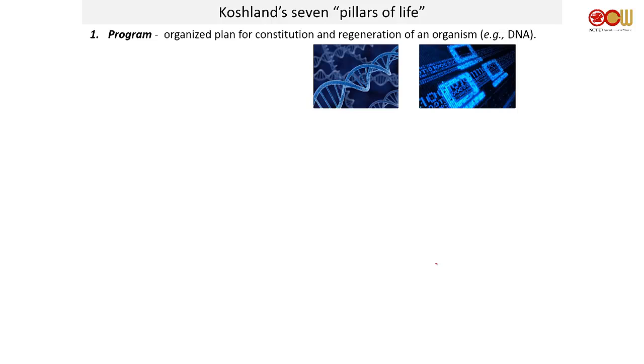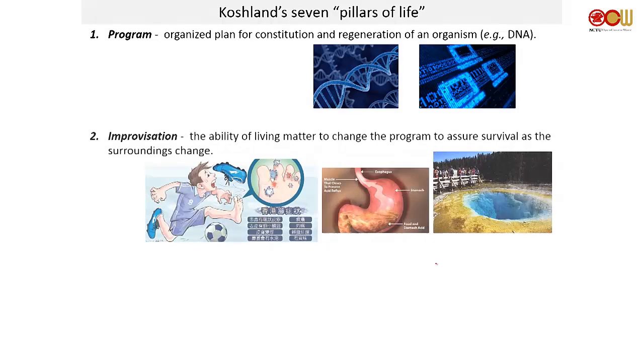So the first thing is program. What he considered program is really an organized plan for the constitution and regeneration of an organism. Essentially a blueprint. So for our purpose, it's DNA, a genetic blueprint to store such complex information. So that's the first thing you have to have, program.